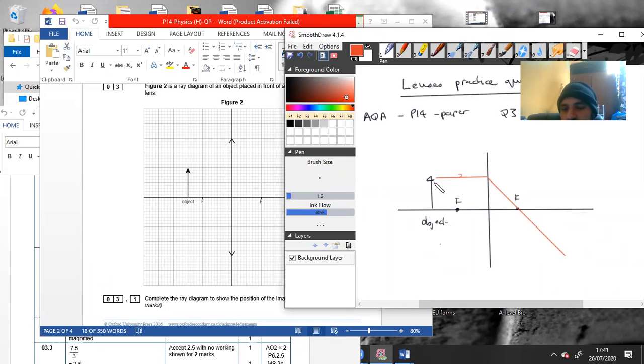This ray that goes in through the central axis, which is always our second one that we draw, goes straight through. And what's going to happen, they're going to end up meeting somewhere. Wherever they meet, it's all good. That's all they want you to do. They want you to show that it meets somewhere.